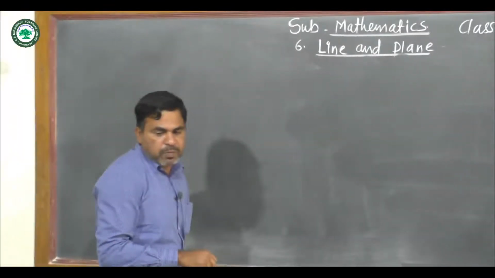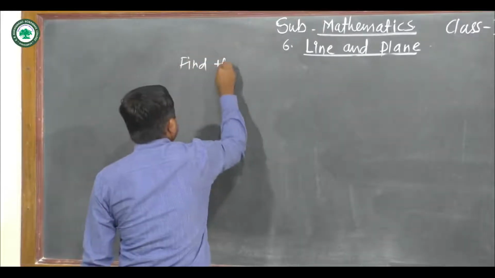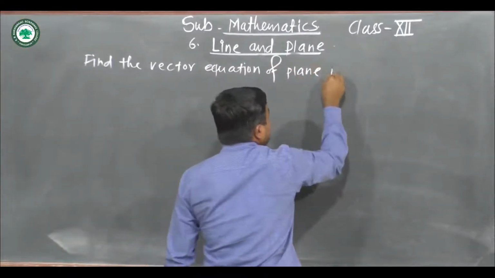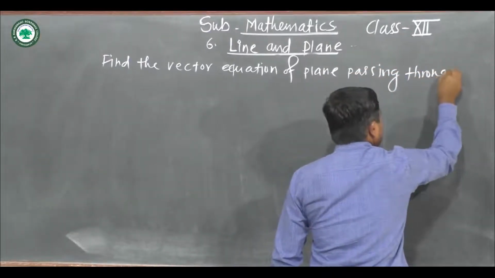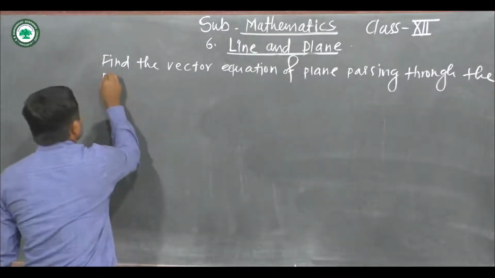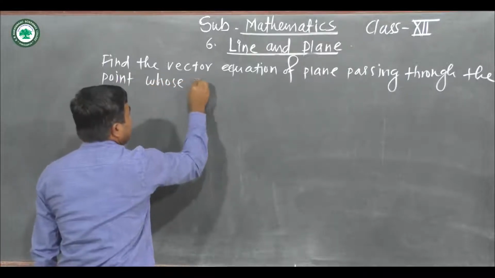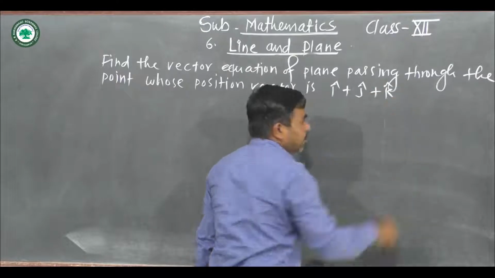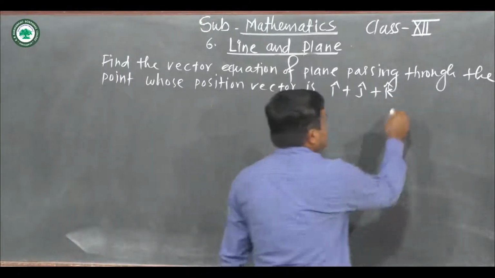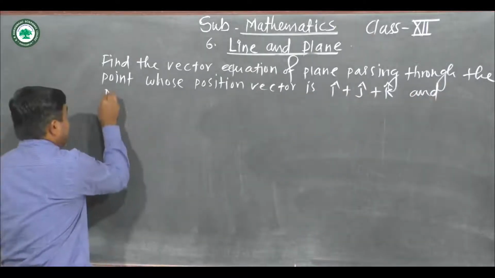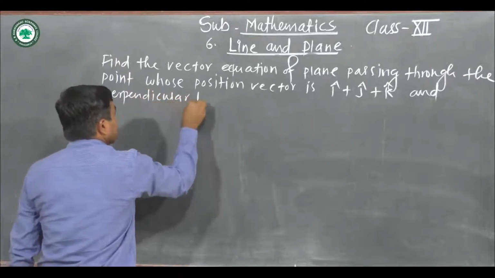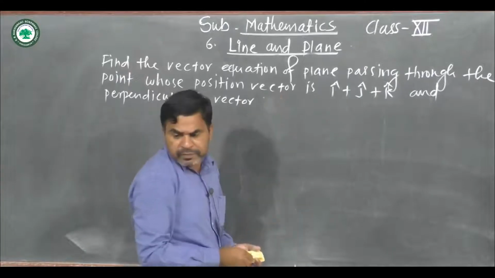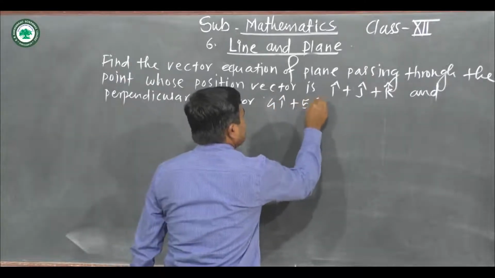Find the vector equation of plane passing through the point whose position vector is i cap plus j cap plus k cap and perpendicular to vector n bar, and that n bar is given here: 4i cap plus 5j cap plus 6k cap.